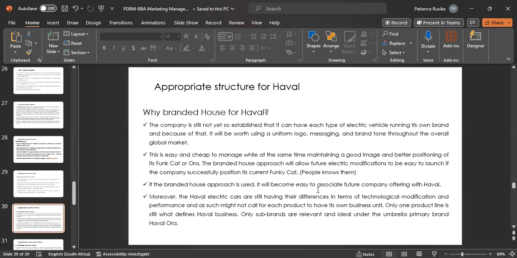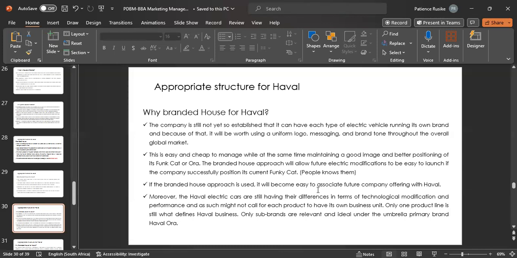Right. So the branded house will allow future electric vehicle models to be easy to launch. Because remember, like I said about Apple, even if Apple wants to produce something new, it is easy for people to accept it because the brand has already been positioned in the minds of customers. So if you want to buy a computer, you can go to Apple, right? If you want to buy a phone, you can go to Apple, because Apple has positioned its brand positively in the minds of customers. So no matter which product they produce, because people associate Apple with high quality, they'll just go. So that's the same with Haval, even in future, if they want to come up with new products.